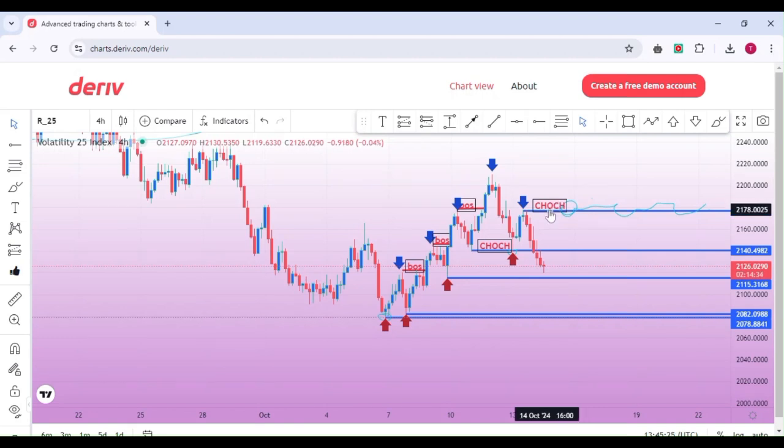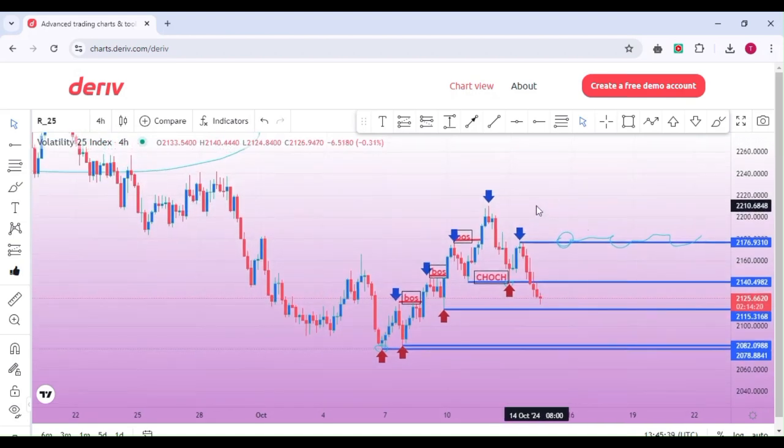Now, why did the market start moving in a downtrend? Let's go back and look at the cause of this down movement. This down movement will have been caused by the market reaching an order block, and I have taught on this YouTube channel how to identify a valid order block. If you have not watched how to identify an order block, kindly do so.